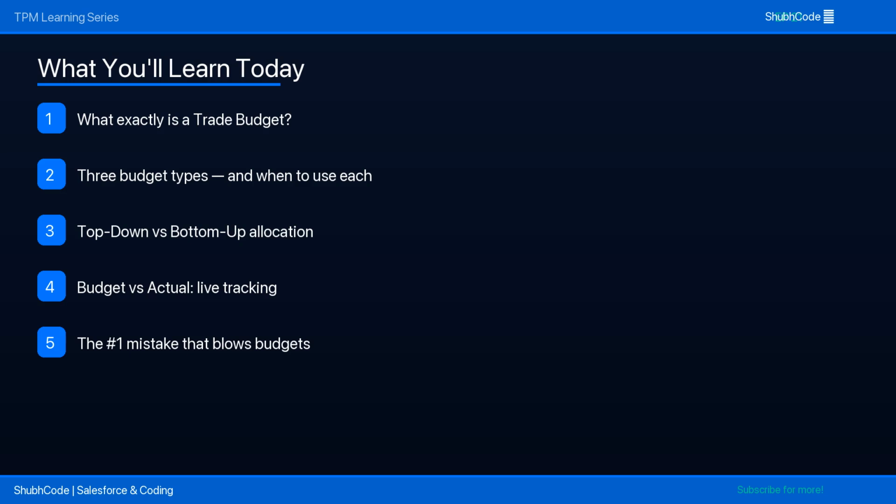What exactly is a trade budget? Then, 3 budget types, and when to use each. Then, top-down versus bottom-up allocation. Then, budget versus actual, live tracking. Then, the number one mistake that blows budgets. Stick around to the end. The last point is the one most people miss.